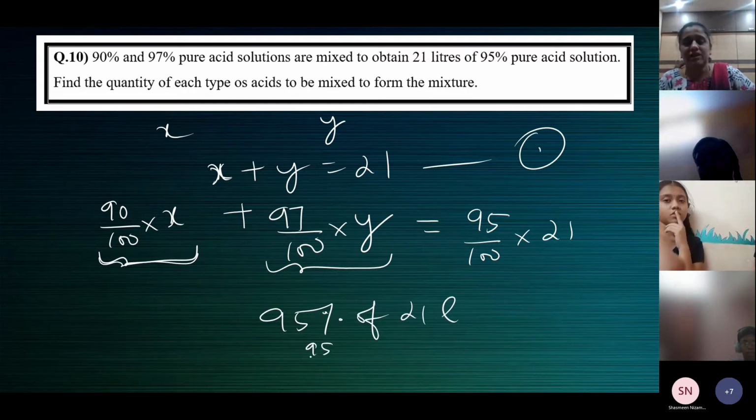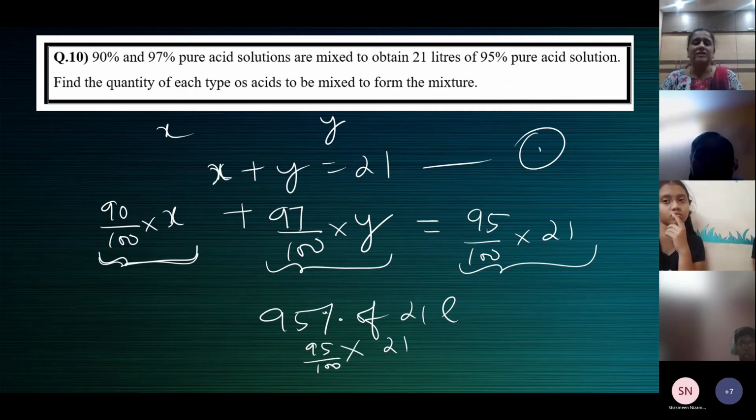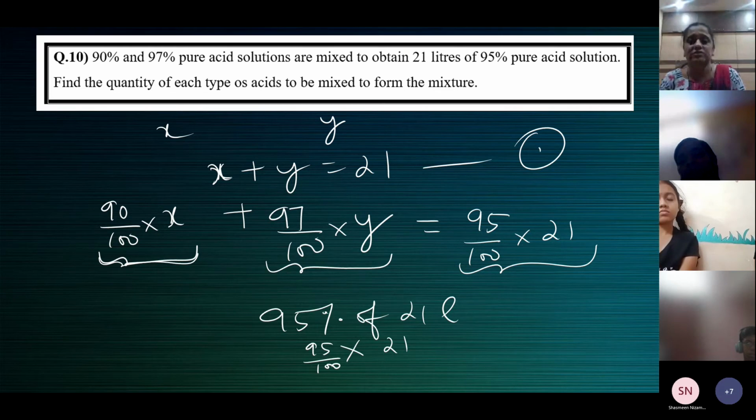That means 95 by 100 into 21. So the second equation is about the acid. The first one is about the total volume. You're taking X liters of the first one, Y liters of the second one. You're mixing both. X liters plus Y liters is equal to 21 liters. That's about the entire solution. The second one is only about the percentage of acid.